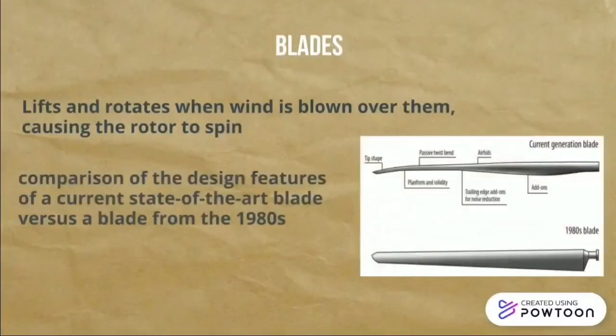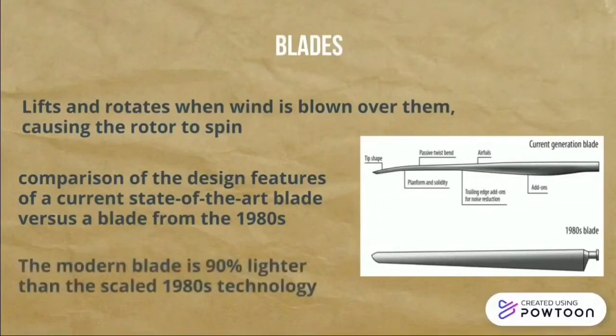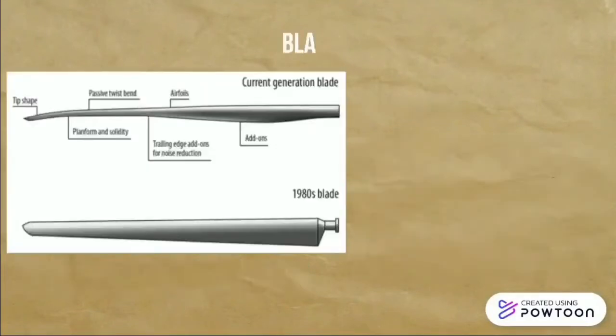This picture shows a comparison of the design features of a current state-of-the-art blade versus a blade from the 1980s. The modern blade is 90% lighter than the scaled 1980s technology. The upper blade is the current generation technology blade while the lower one is the blade from the 1980s.